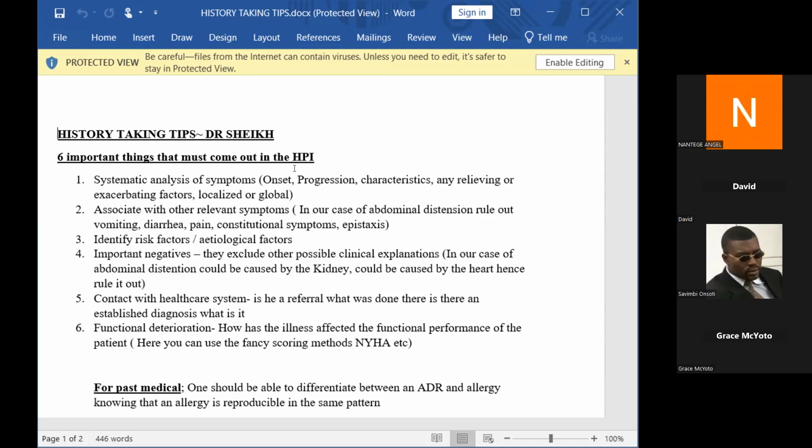And then functional deterioration, we spoke about how this illness affected the person. They could not exert themselves as well as they could before. We also spoke about how they're doing now. Symptoms have subsided since, currently ambulatory. So these 6 important things have been captured in that sample history. Although ideally a history is supposed to be more lengthy than that. That's something good to start from. So yeah. Any questions?